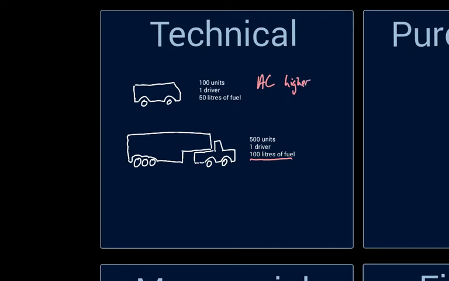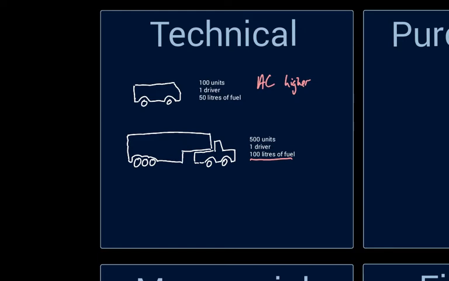That's because although the costs are higher for the bigger lorry, they're not 5 times higher. The big lorry transports 5 times as many units as the small transit van. So although it costs more because of the increased amount of fuel and probably the more expensive driver, the average cost, the cost per unit transported, will be lower in the big lorry because it transports so many more units. So that's what we mean by a technical economy of scale.